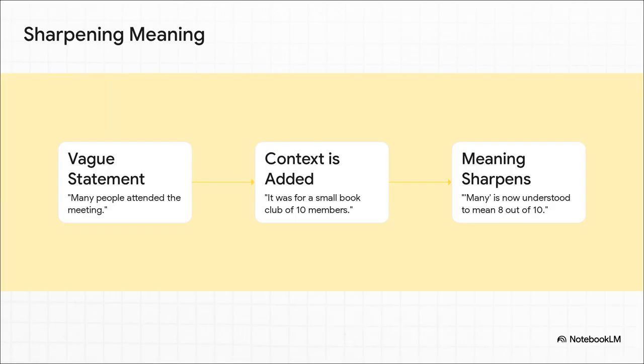And this happens in real time, which is so cool. Our conversations literally sharpen the meaning. You start with something vague, right? Many people attended the meeting. Okay, what does that mean? But then you add context. Oh, it was for a small book club of 10 members, and boom, suddenly the meaning gets sharpened. Many is now clearly understood to mean something like 8 out of 10. The meaning was created right there in the conversation.